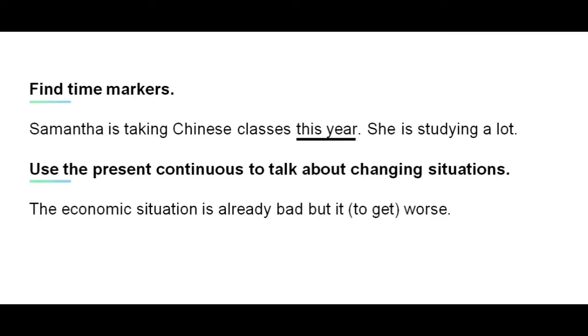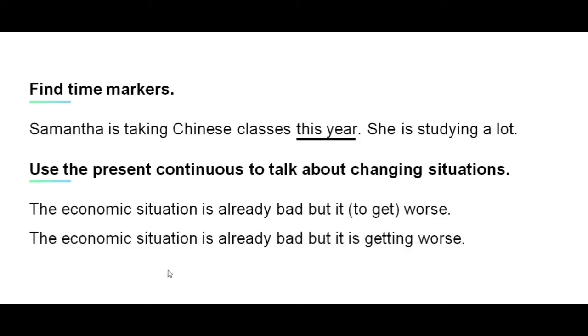Also note that we use the present continuous to talk about changing situations. Now read the following sentence and provide the present continuous form of the word in the bracket. The economic situation is already bad, but it to get worse. The economic situation is already bad, but it's getting worse.